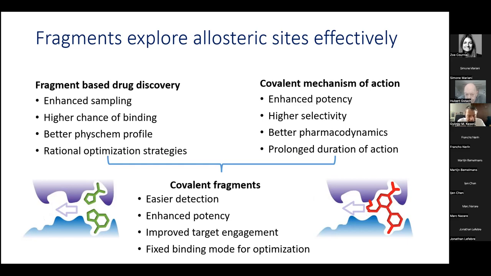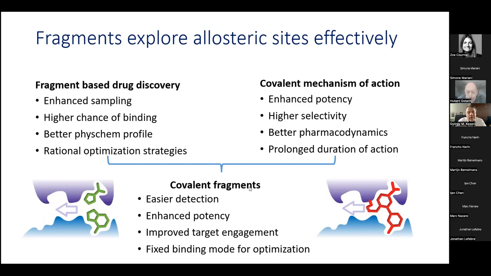The reason why we think that covalent fragments would be an ideal starting point for covalent allosteric molecules is that, in the case of fragment-based drug discovery, we can sample the available chemical space more effectively. We have a higher chance of binding even small or cryptic pockets that are usually the case for allosteric binding sites. Due to the small and polar nature of the fragments, we typically have a better physicochemical profile, and fragments typically provide rational optimization strategies, especially if the 3D structure of the protein-fragment complex is available.